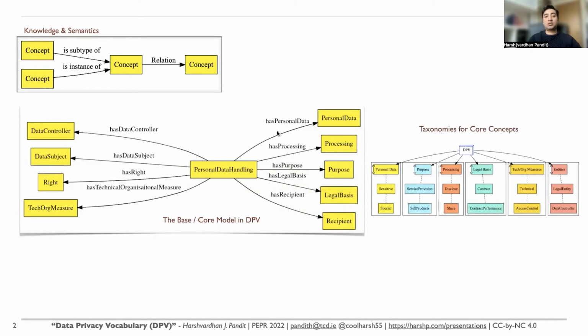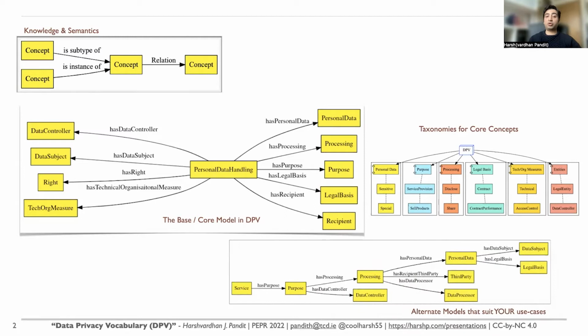And each of these core concepts are expanded as taxonomies. So this allows you to express whether that personal data is sensitive or belonging to a special category, including specific categories of personal data such as email, web history, and so on, specific purposes such as service provision, selling products, specific processing operations such as disclosure of data or sharing data, legal basis such as contract, consent, technical organizational measures such as access control, encryption, and entities such as data controllers, data subjects, representatives, and so on.